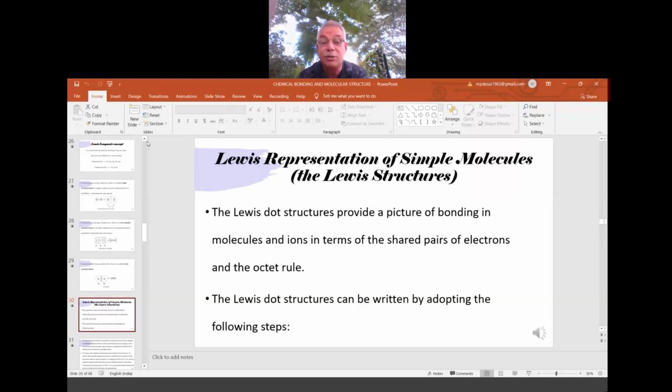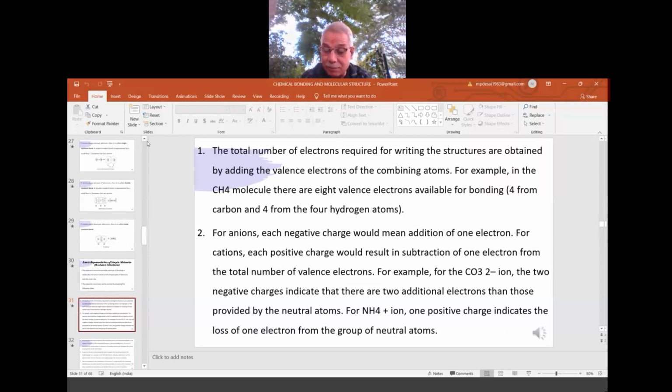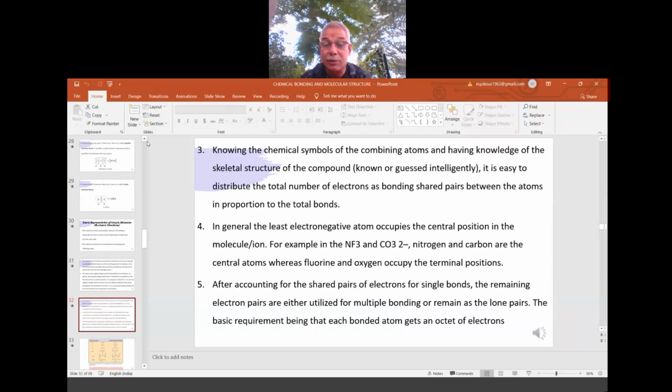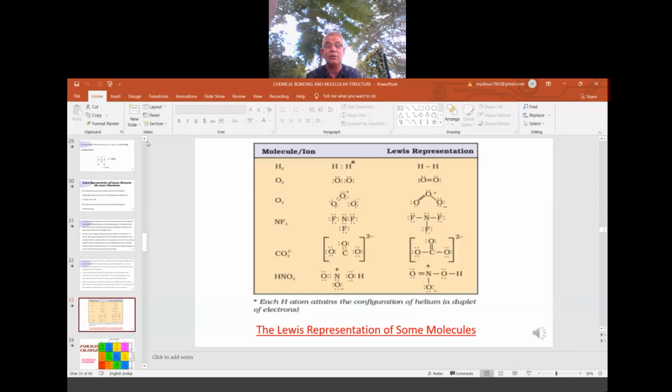Now, how to draw the Lewis structures for all these examples? There are some rules, and remember you have to keep in mind the octet rule. Lewis always gave importance to stability, the octet rule. So go through all these examples in the theory part. I have taken this example directly from the famous NCERT textbook for 11th class chemistry, and these examples are very important from the exam point of view.